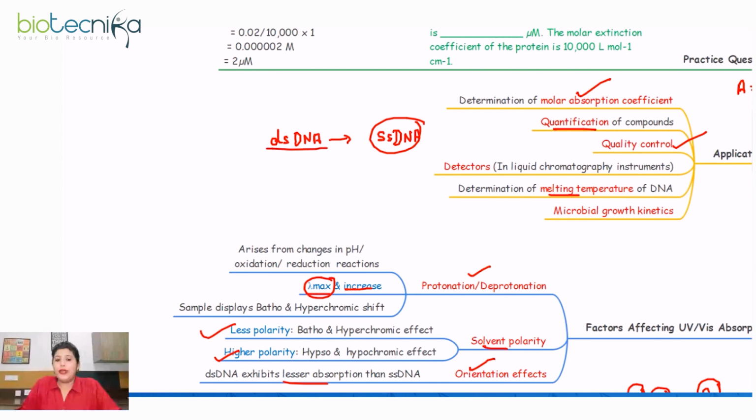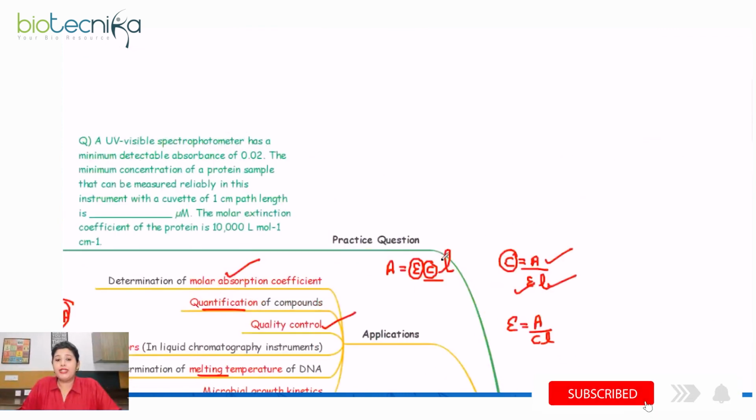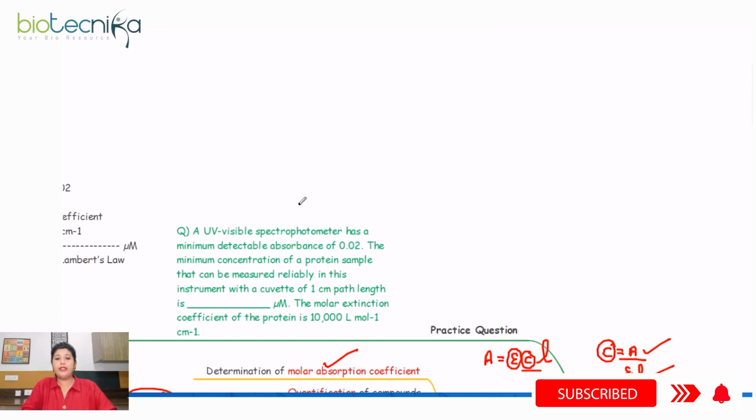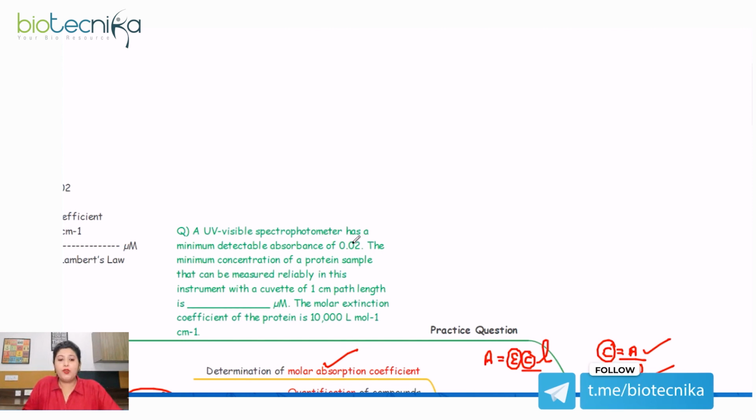Now let's quickly see what type of questions are asked in the exam. Here you can see on your screen, this is a question that I have taken from a previous year GATE question paper. A UV visible spectrophotometer has a minimum detectable absorbance of 0.02. The minimum concentration of a protein sample that can be measured reliably in this instrument with a cuvette of 1 centimeter path length is, this is something which you have to determine. And the molar extinction coefficient of the protein is mentioned, that is 10,000 liter per mole per centimeter.